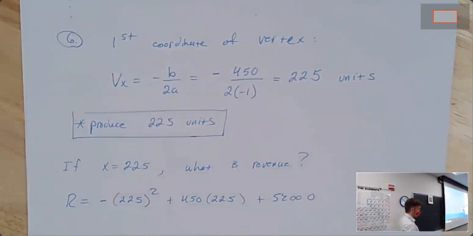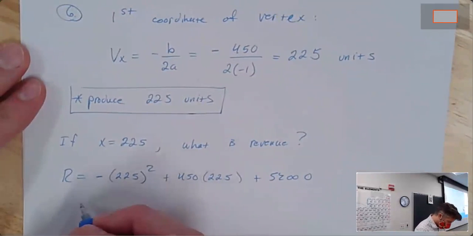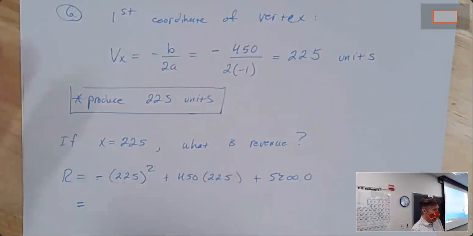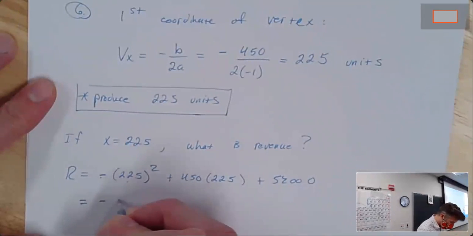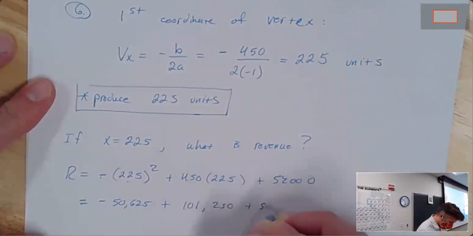My 225 squared is not a number any of us should know off the top of our head. I mean, if you do, great, excellent, but I don't. I have written it down though. So remember, when you have a negative something squared like that, it's the thing squared first and the negative after. So it's going to be negative 50,625 plus 101,250 plus 52,000.